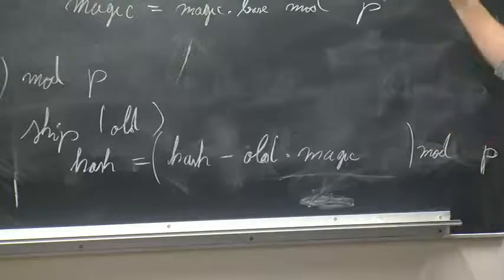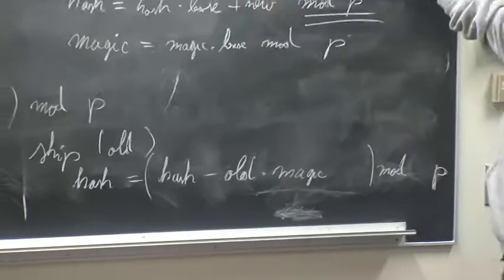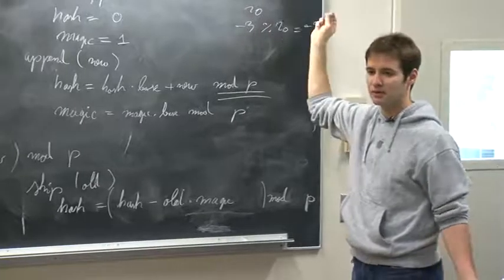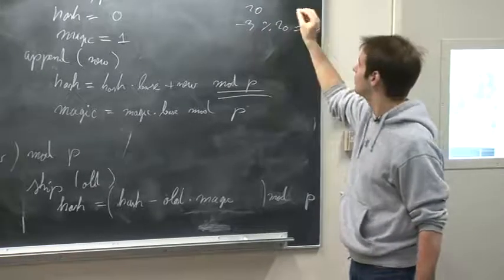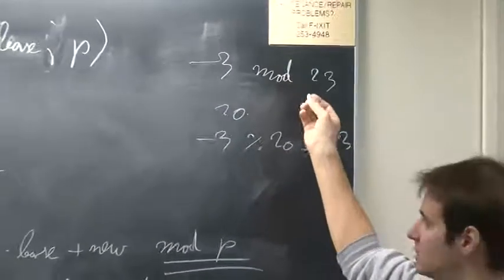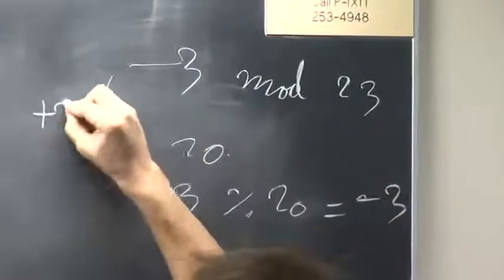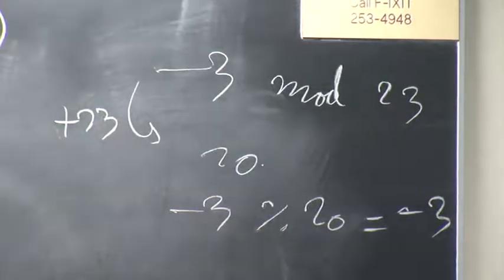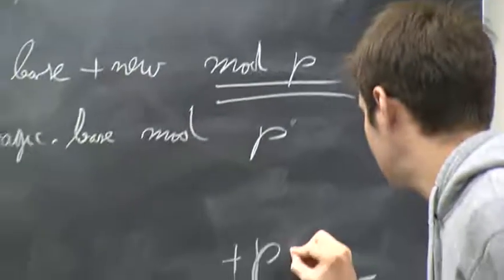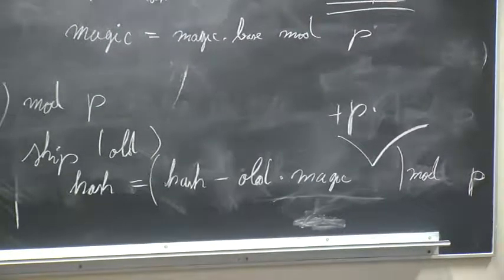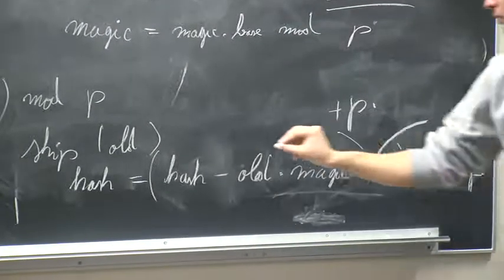If we're working modulo p, then we can add anything to our number, any multiple of p, and the result modulo p doesn't change. For example, here, to get from minus 3 to 20, I added 23, right? So I want to add a correction factor of p times something. What should that be? I want to make sure that this whole thing is positive.